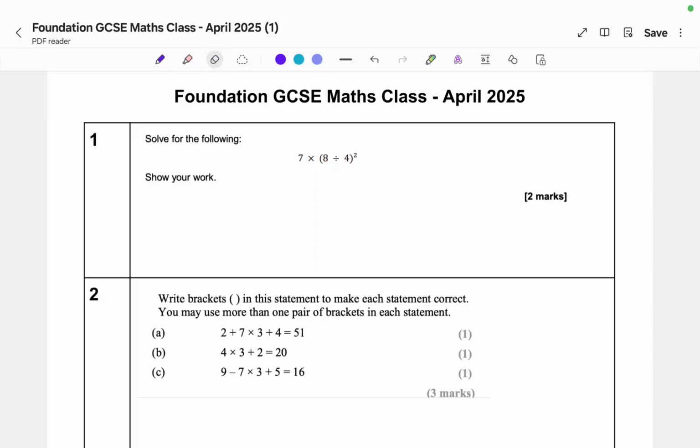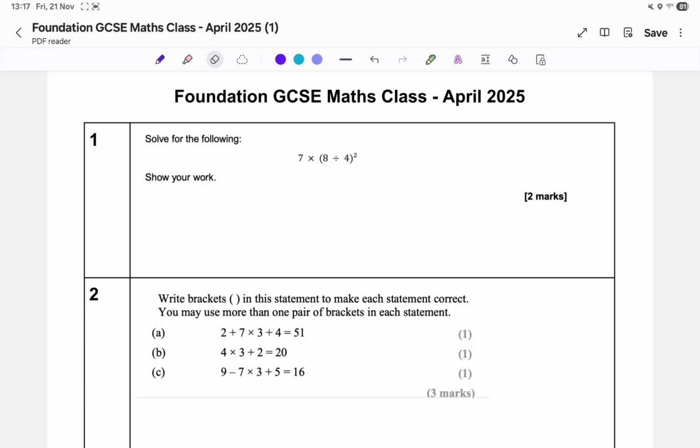Hi guys, so today I'm going to be going over the exam questions from the topic number. So this is every question from every topic in the number portion of the foundation module. So let's just get into it.